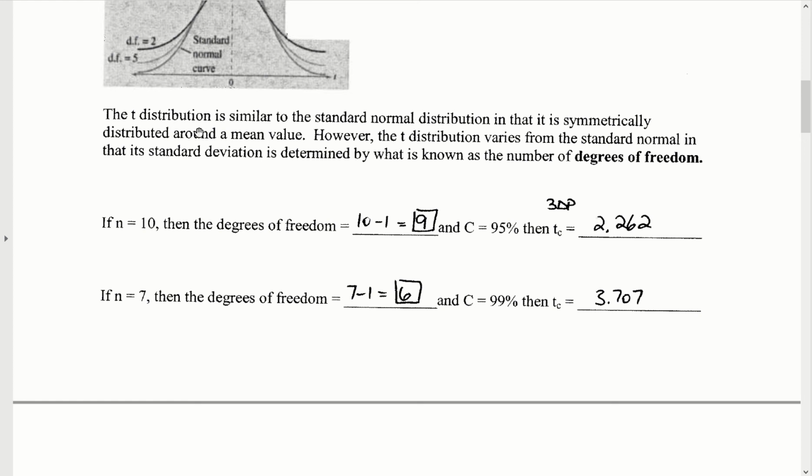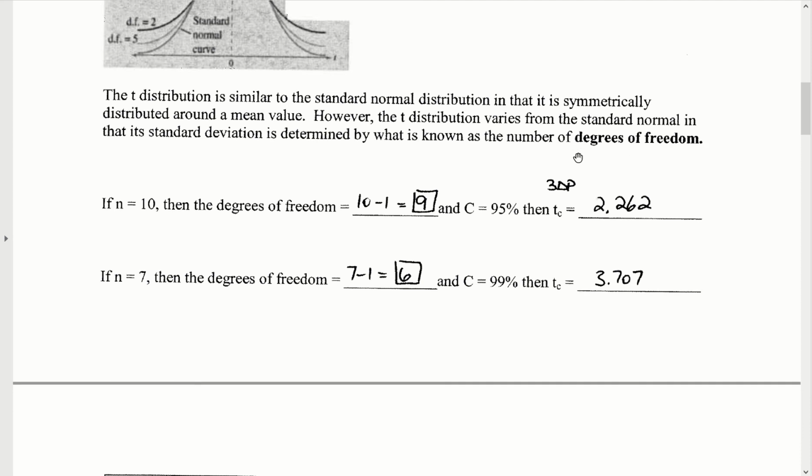The t distribution is similar to the standard normal in that it is symmetrically distributed around the mean. However, it varies from the standard normal in that its standard deviation is determined by the degrees of freedom. Just like how we found the z-critical value in the last section using an inverse normal command, we're going to be able to find a t-critical value corresponding to a certain confidence level in a t distribution with a given number of degrees of freedom. This will be the one spot in the entire class where there will be some difference between those of you using a TI-84 calculator and those using a TI-83 calculator.